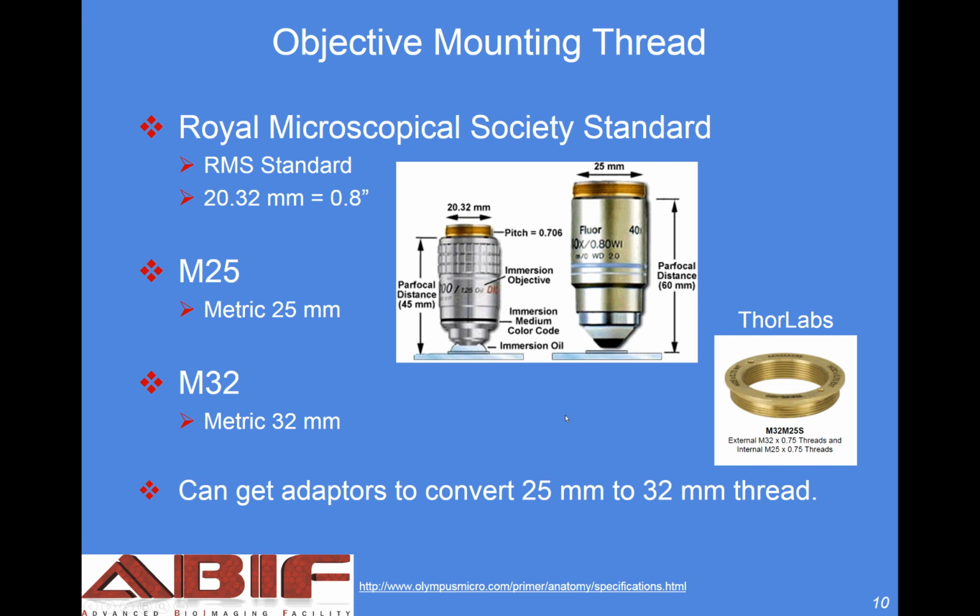And objective lenses are still made by hand, so it's my understanding that the 32 millimeter mounting thread makes a larger lens, which gives the optic companies more room to work with to make specialized lenses.